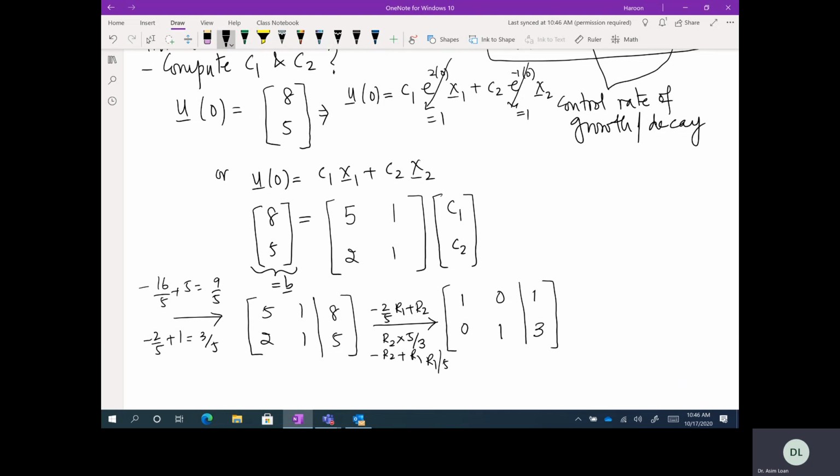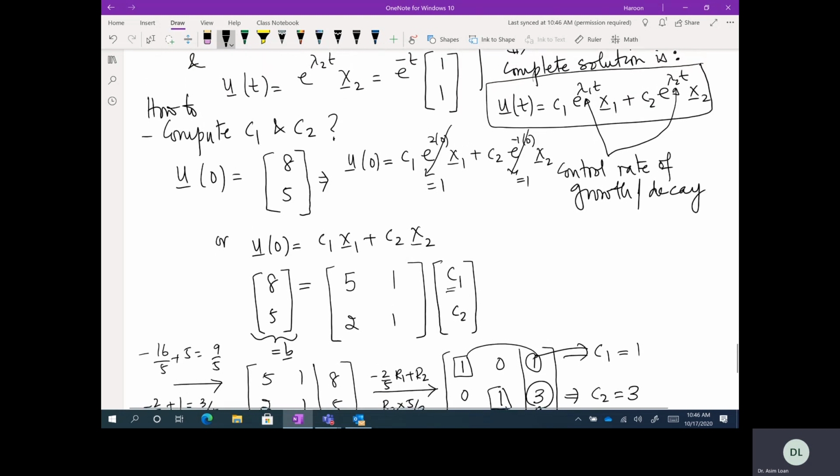And this, we have the reduced row echelon form, pivot here, pivot here. So this implies C1 is equal to 1, and this one implies C2 equal to 3. So my answer is, U of t is e^(2t) x1 plus 3e^(-t) into x2.